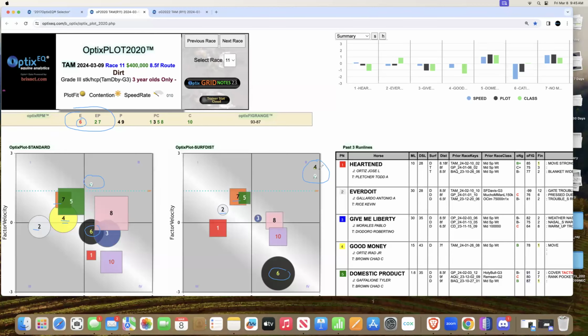Both these horses, if you look at the standard surface distance plot, they don't plot, obviously, because they've never gone the distance on this surface. Now, the 9 has gone the distance, but on turf. So we'll look at that a little bit more.